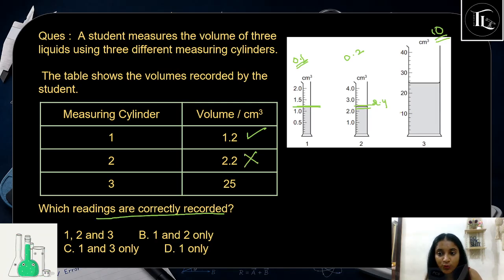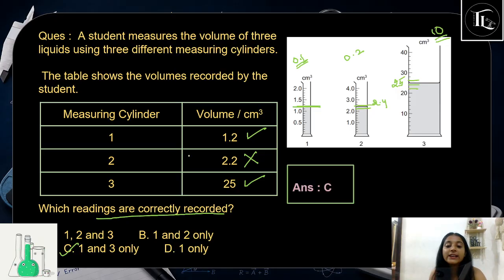Then comes the third one. So it is 10 and 20 and this is 22, this is 24 and this is 26. Now you see the liquid is neither at 24 nor at 26. It is somewhere in the middle. So we'll say that okay, it is 25. So the third reading is also correct. So first and third measuring cylinders, their readings are correct. So answer is option C, that is 1 and 3 only. Second one is wrong.